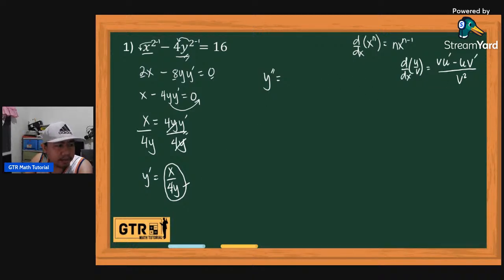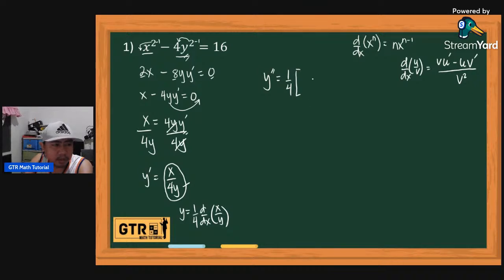Or we can move the constant out. We can write this as 1/4 since 4 is a constant. So 1/4 times the derivative of x over y. Okay, so just isolate the 1/4. Then get the derivative of x over y.